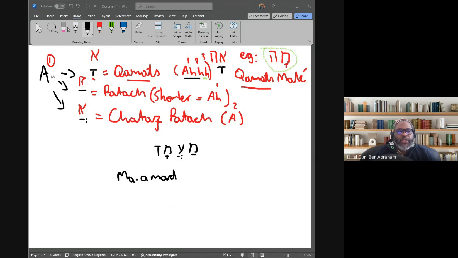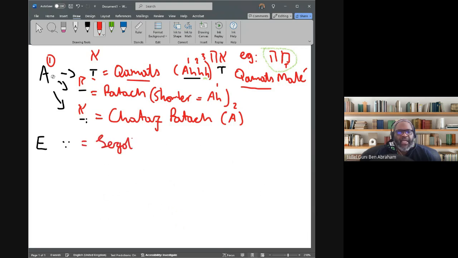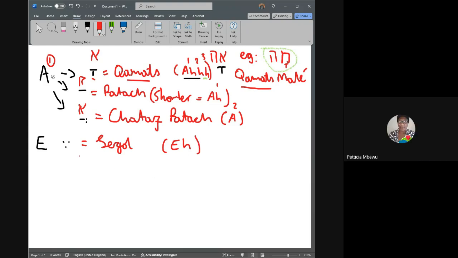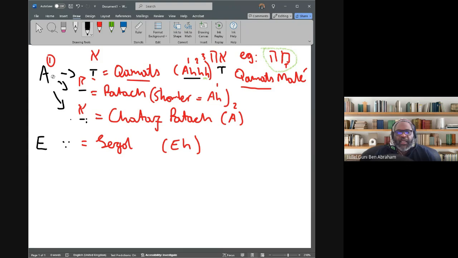All right, so let's go to a new sound now, which is the E vowel. We've got A, now we go to E, for A, E, I, O, U, like grade 1 children. So now we have a new sound, which is called segol. These 3 dots are called segol, and it's an E sound. Maybe we can add a letter to it so that we can find our bearings. If I add mem, it becomes me.